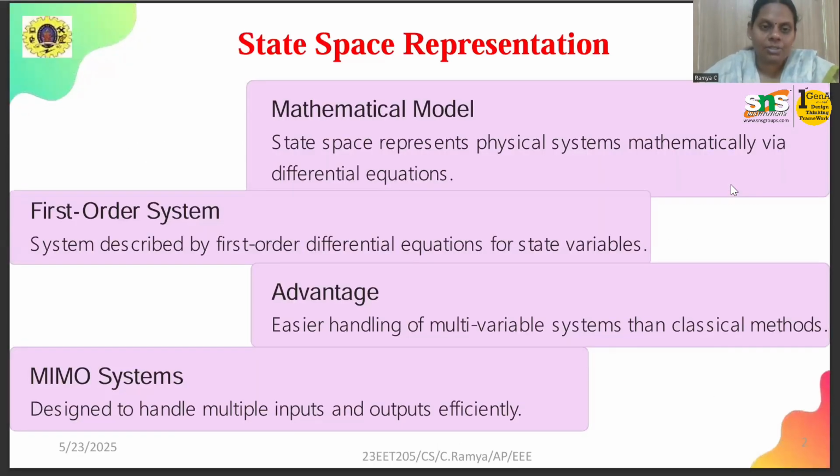In the first slide, we are going to discuss the state space representation. State space is a powerful way to represent a physical system mathematically. Unlike classical control, which uses higher order differential equations, state space breaks it down into first order differential equations. This makes the analysis more organized and scalable, especially for systems with multiple inputs and multiple outputs, which we name a MIMO system. One major advantage is that it's highly suitable for modeling multivariable systems, making it ideal for real-world engineering problems.